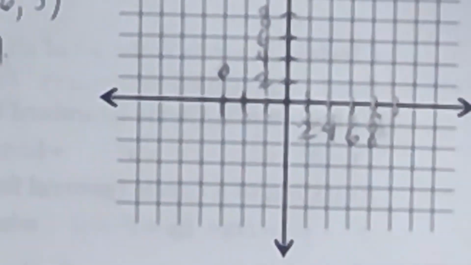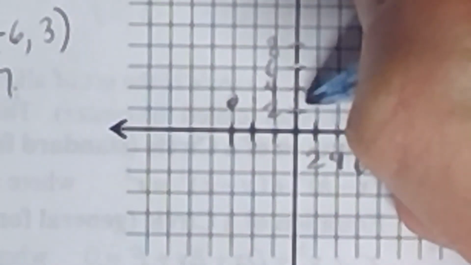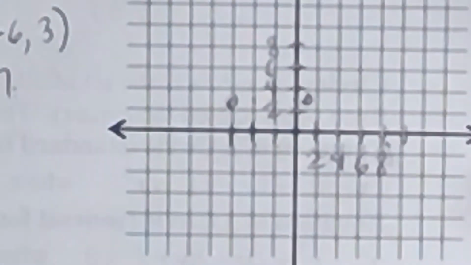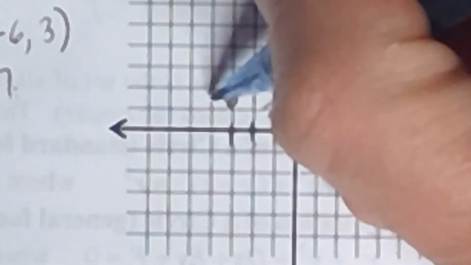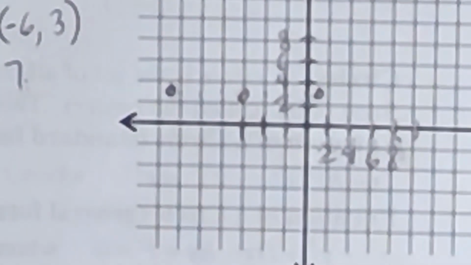We're going to go what? We're going to go 2, 4, 6, and then 7 is halfway between 6 and 8, so it would be right there. Okay, let's go 7 to the left now. 2, 4, 6, 7. Again, I'm going 2, 4, 6 because each mark is a distance of 2.